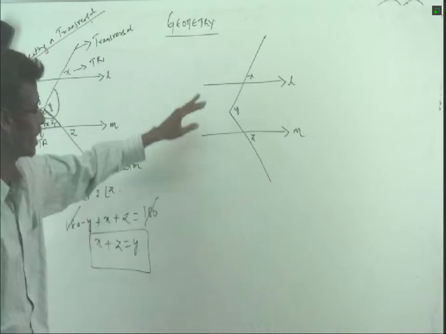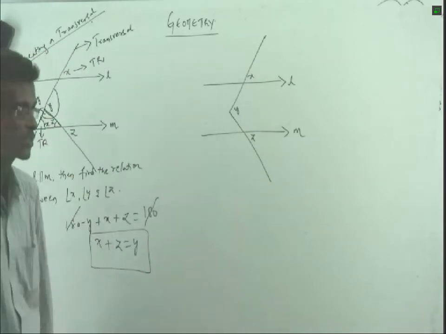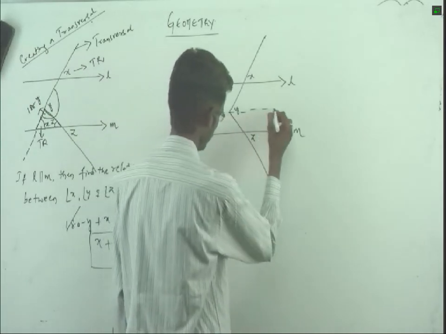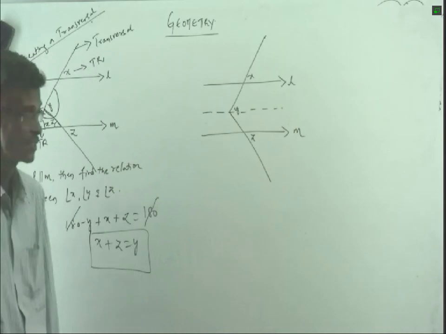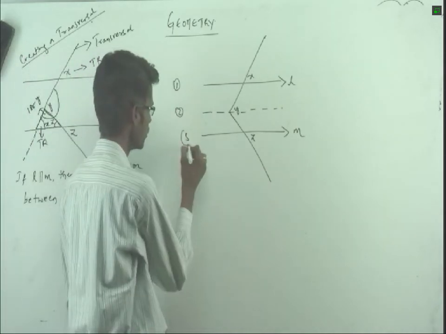Now, in this figure, there are two parallel lines. With respect to these two parallel lines, try to take another parallel line like this in the middle. Now altogether, there are three parallel lines. Let us name these three parallel lines as 1, 2, and 3.